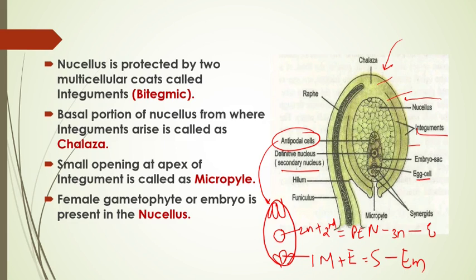It will be asked only for identification. Either a picture will be kept or a cross section or a slide will be kept. Most probably we'll keep a picture, so you have to identify and label all the points, or you have to write at least 3 or 4 points about the structure of the Anatropous ovule. Please, you do not have to draw the diagram, but you can practice the diagram for your board exam.